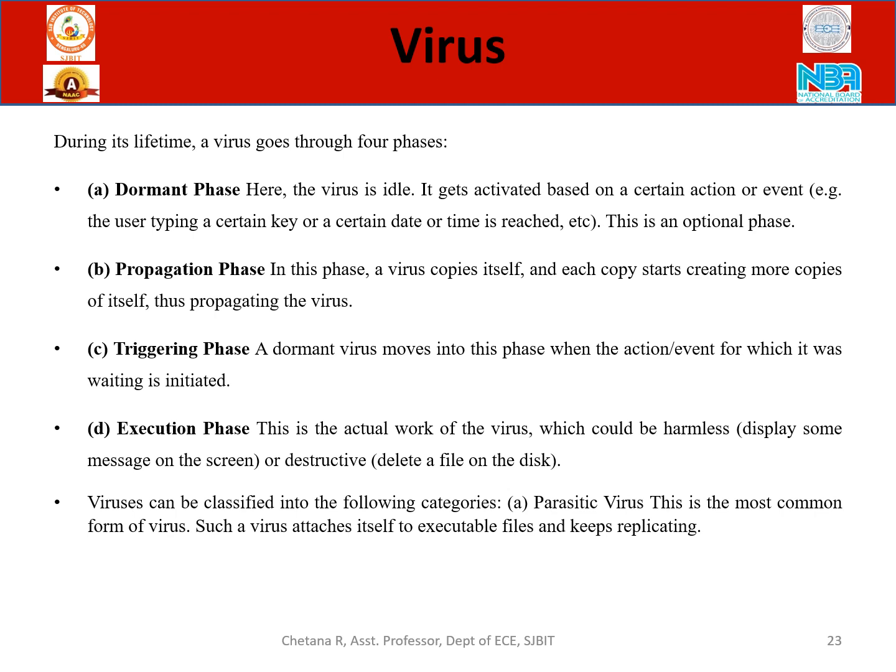Parasitic virus. So many different types of viruses are there. The first one is the parasitic virus. Parasite, as the name says, relies on a host. So it will not do anything on its own. Whatever the host is doing, it will do the same task. This type of virus attaches to executable files and keeps replicating.